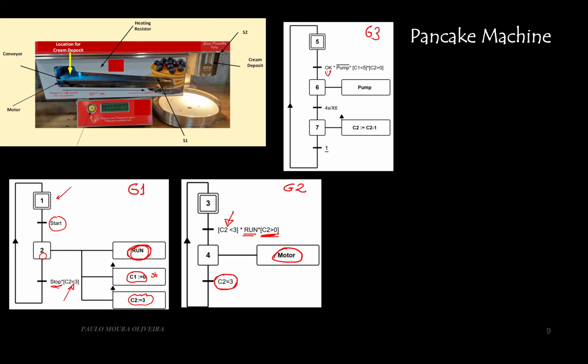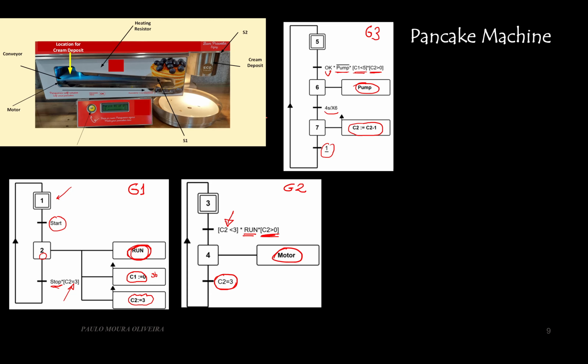So when I press the OK button, the pump is not operating, and we also got cream, and there is space in the conveyor. Okay, so in this case, we activate the pump. If I activate the pump for these 4 seconds, and then we decrement the number of places available in the conveyor. So this is always a true condition.